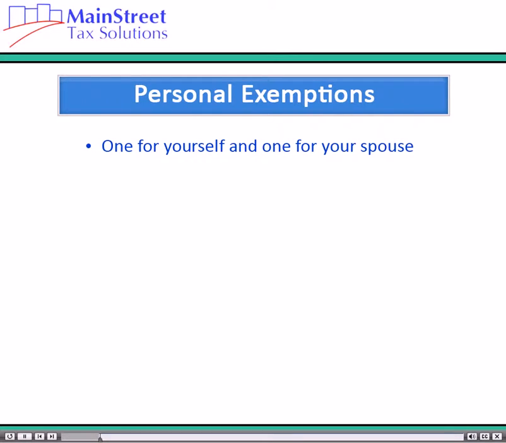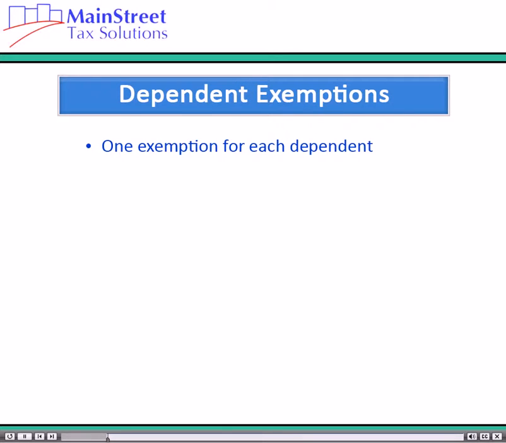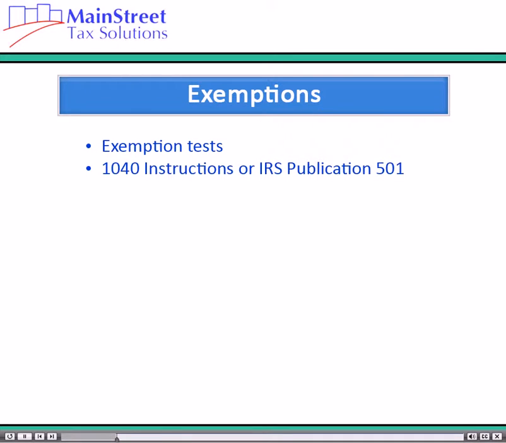You are generally allowed one exemption for yourself, and if you are married, one exemption for your spouse. These are called personal exemptions. You can take an exemption for each of your dependents that were alive for some part of the tax year. This includes a baby born during the tax year and a person who died during the tax year. There are various tests that must be met to be able to claim a personal or dependent exemption. See Form 1040 Instructions or IRS Publication 501 for more information.